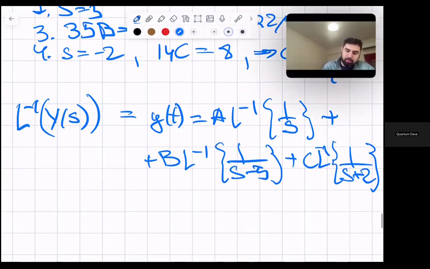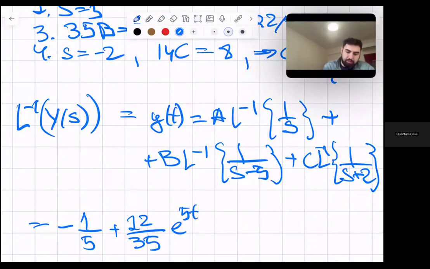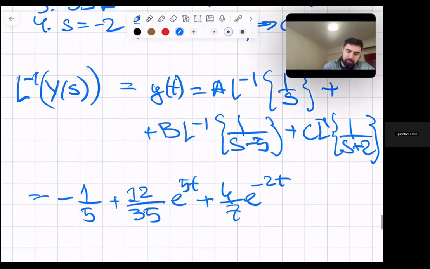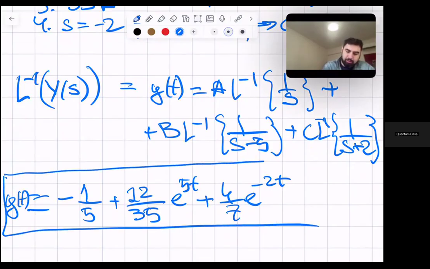Substituting the coefficients, we get the final solution, which is minus 1 over 5 plus 22 divided by 35 times e to the 5t plus 4 over 7 times e to the minus 2t. This is our final solution.